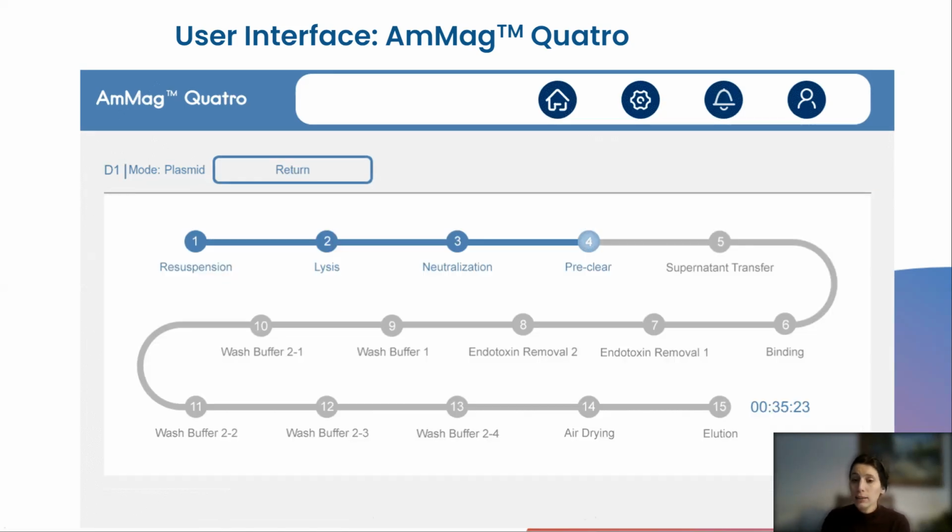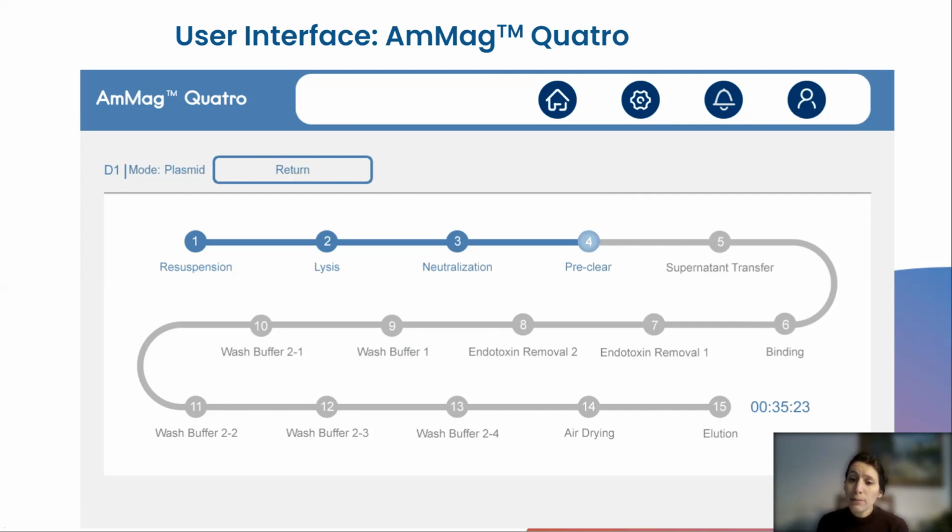The next thing that I want to highlight here is the capability of the AmMagQuattro providing you with a real-time view of what is happening on the instrument. This is actually one of my favorite things about it, because in a lot of cases, the scientist sets up the deck, they hit start, and they potentially get an estimate of how long the run is going to take. But in a lot of cases, they get multiple different projects, they get distracted, and they don't know how much time is left on the run.